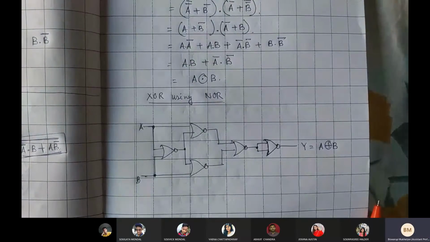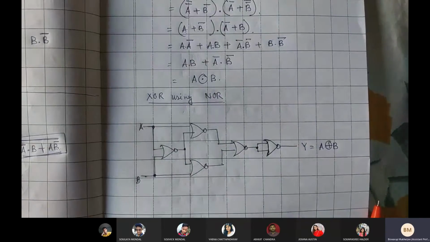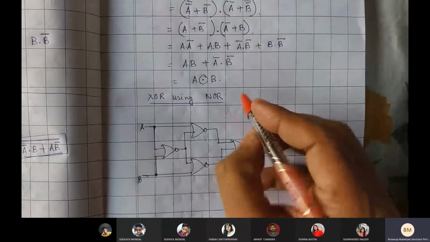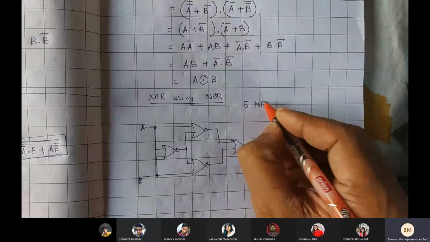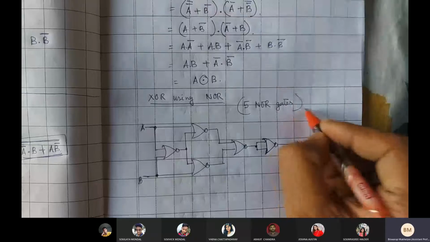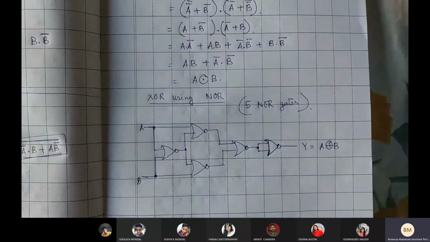I am not minimizing that one again. If you minimize, you can see that it is actually A XOR B. Here, how many gates are required? 5. So 5 NOR gates are required in order to implement XOR using NOR.